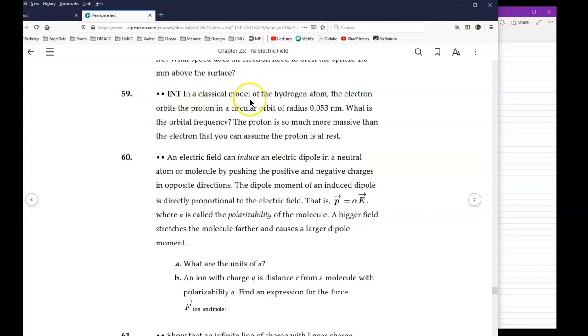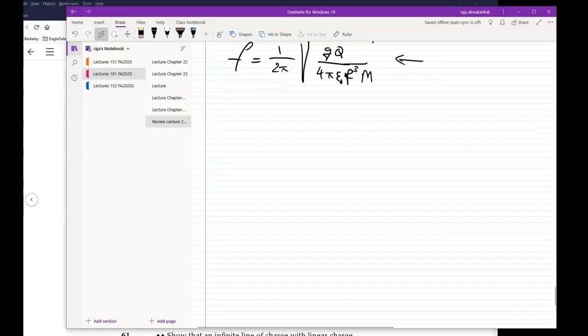He says, in a classical model of the hydrogen atom, the electron orbits the proton in a circular orbit of radius, which is called the Bohr radius. Okay, this is the Bohr model of the hydrogen atom. He got the Nobel Prize for it, actually. So anyway, he said the Bohr radius is 0.053 nanometer. He said, what is the orbital frequency? What's frequency? It means the number of cycles per second. Remember that? We talked about that. The proton is so much more massive than an electron that you can assume the proton is at rest. Okay? All right. How do we do it? Simple.